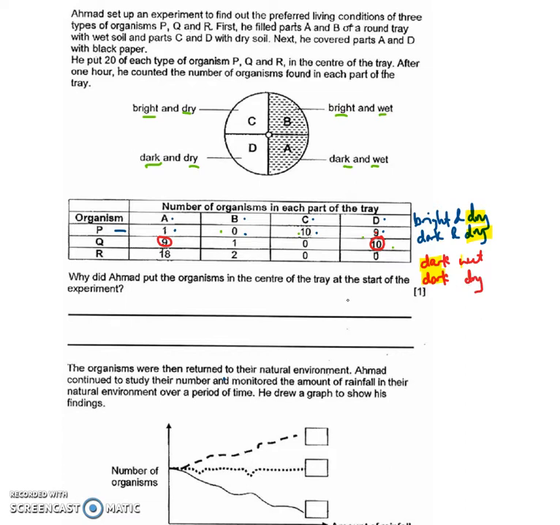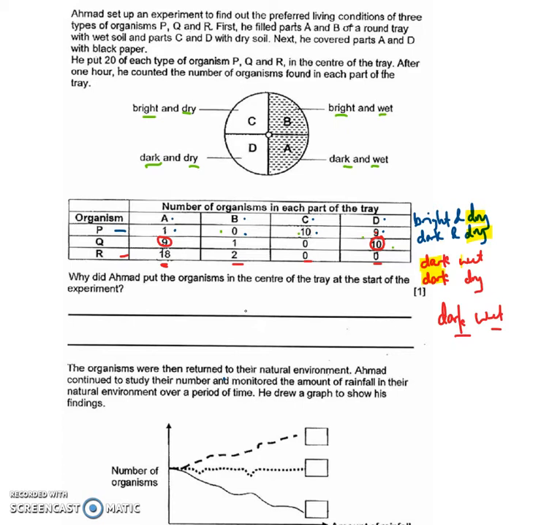So finally, let's look at organism R, and you realize that most of it is actually at A, which is dark and wet. And there is almost nothing at the other parts of the dish. So it really likes dark and wet places.